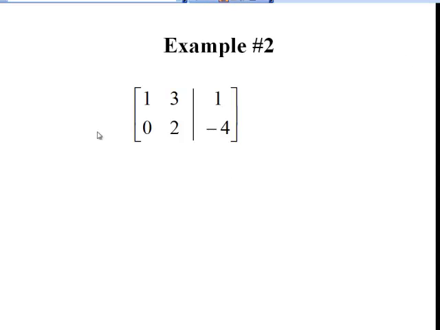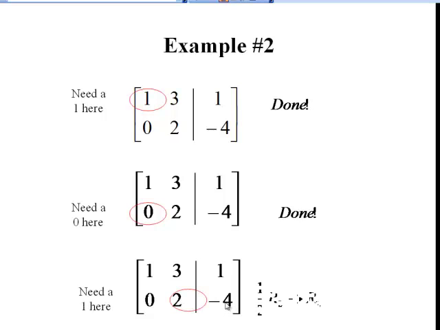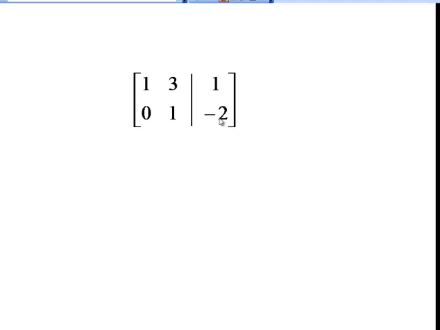Okay, another example. Suppose you have 1, 3, 1 and 0, 2, negative 4. In this particular case I have my 1 and below it I have my 0. So all that's left is I need this to turn into a 1, so I'm going to take half of it. Half of 2 is 1, half of 4 is negative 2. Now I need this to turn into a 0. So I need a 3 here, and I'm going to take row 1 and subtract 3 of these.